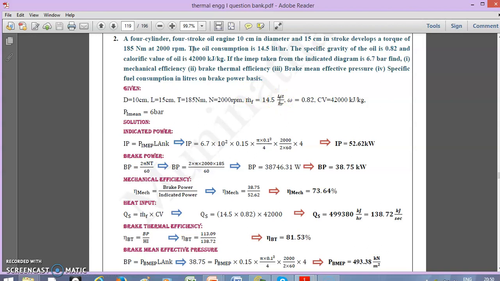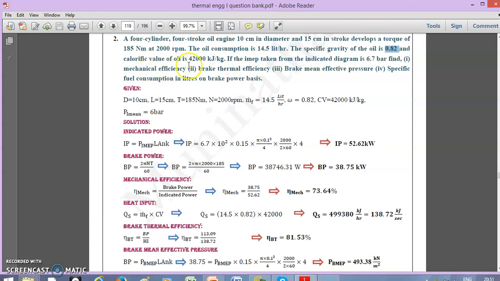Of course, we have to convert the units; we'll discuss that while discussing the solution. The specific gravity of the oil is 0.82, which is a property of the fuel. Specific gravity is the relative density between the oil and the reference liquid. So when the specific gravity of an oil is 0.82, the density of that oil is 820 kg per meter cube. Simply multiply by the density of the reference liquid, water, which is 1000 kg per meter cube, by 0.82, which gives 820 kg per meter cube.